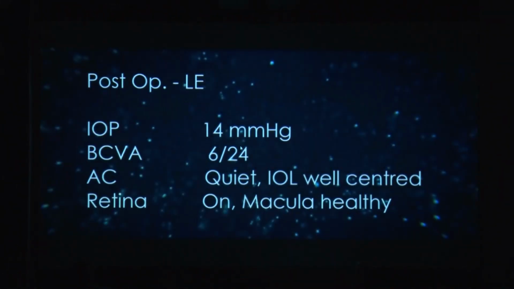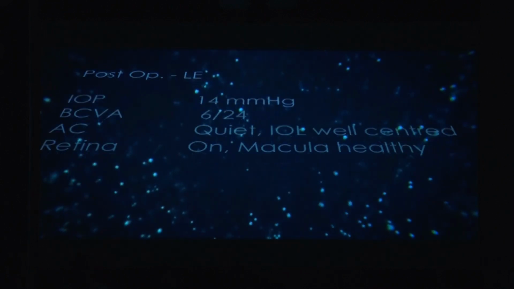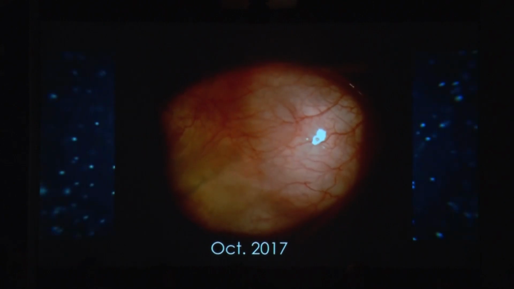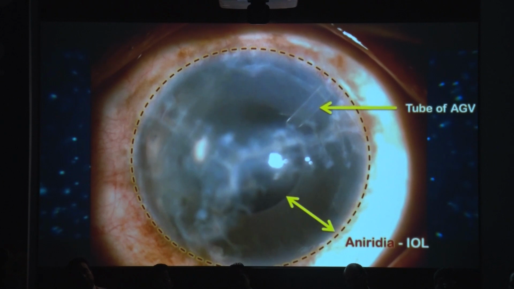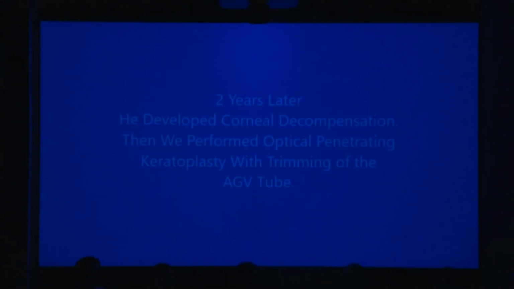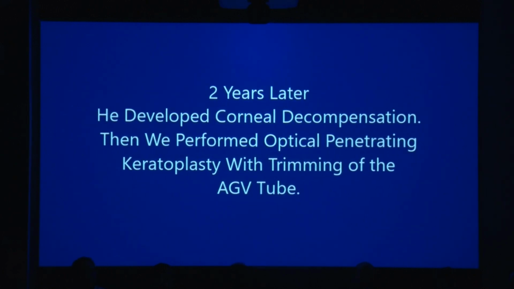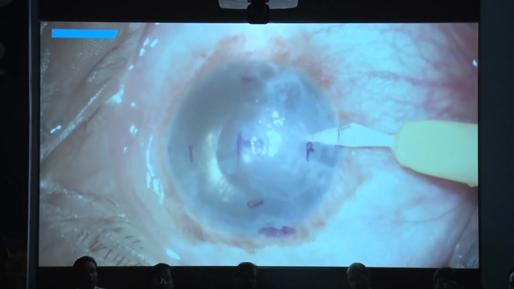Early post-operatively, he maintained a visual acuity of 6/24 with 14 mm Hg intraocular pressure. At 1 year follow-up, there was a well-functioning valve with a deep anterior chamber, centered aniridia intraocular lens, intraocular pressure of 14 mm Hg, and he maintained a vision of 6/24. 2 years later, he developed corneal decompensation. Vision dropped to 6/60. So we planned optical penetrating keratoplasty with trimming of AGV tube.